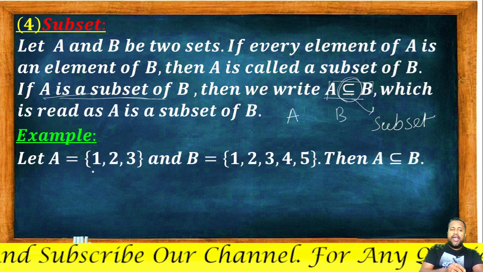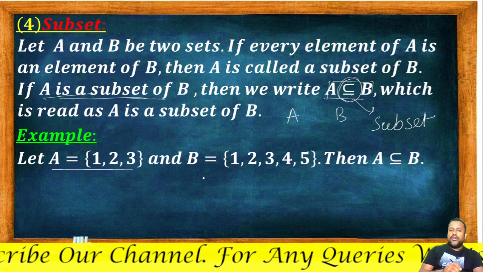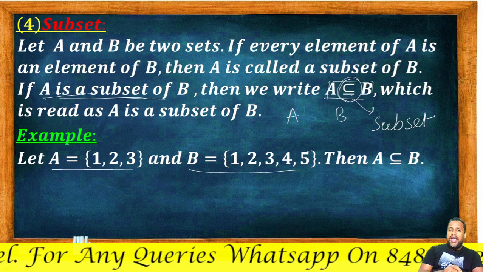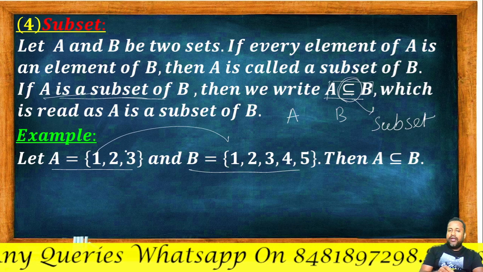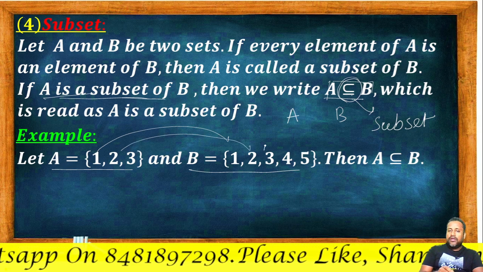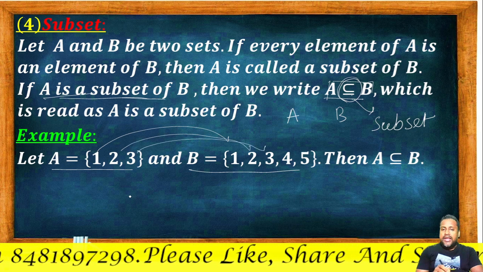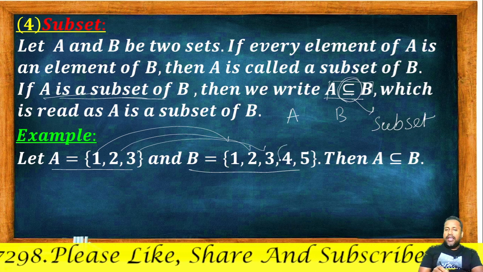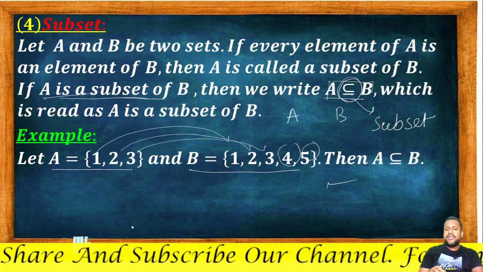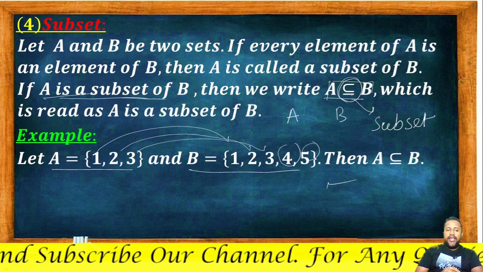Say here if we consider two sets A equal to {1, 2, 3} and B equal to {1, 2, 3, 4, 5}. Now see, every element of A, that is 1, 2, 3, is an element of B, and there are two elements 4 and 5 which are not in A, so A is a subset of B.